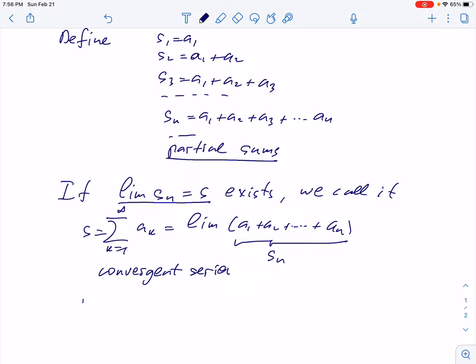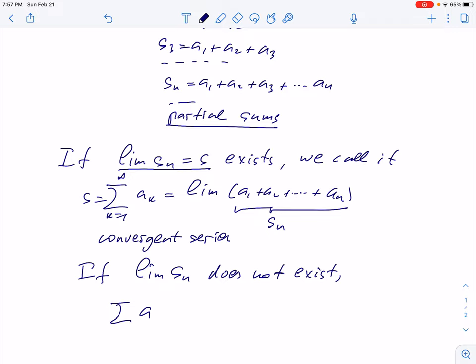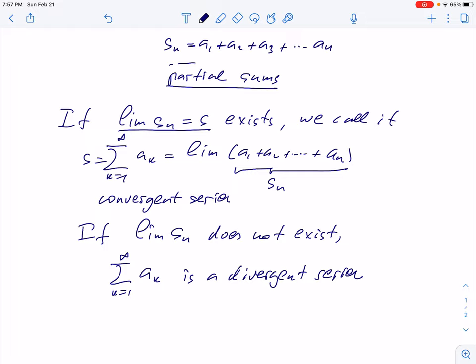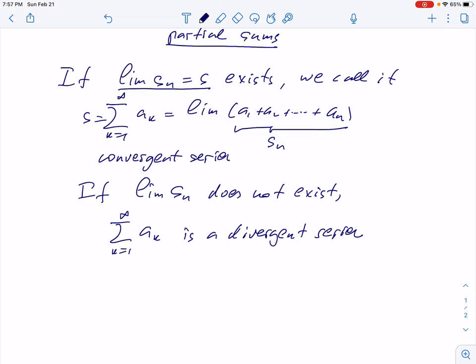If the limit of S sub n does not exist, this infinite series, this symbol, is called a divergent series. We don't associate a number with it. We just call it a divergent series, and that's it. From this definition, a very important theorem follows. This is our theorem.